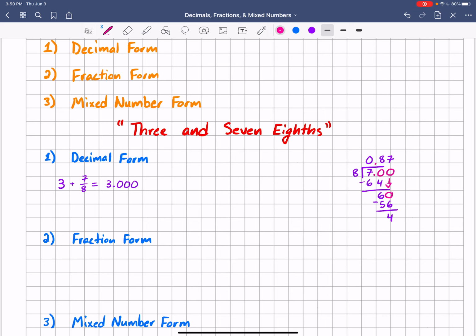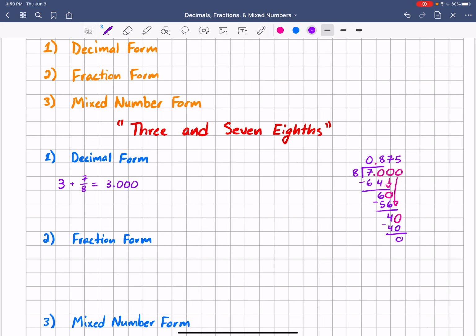So we still have a remainder, so we add another 0, bring that other 0 down, and we ask, how many times does 8 go into 40? And 8 goes into 40 exactly 5 times. So 8 times 5 is 40. We get a remainder of 0. So now we are officially done with dividing.